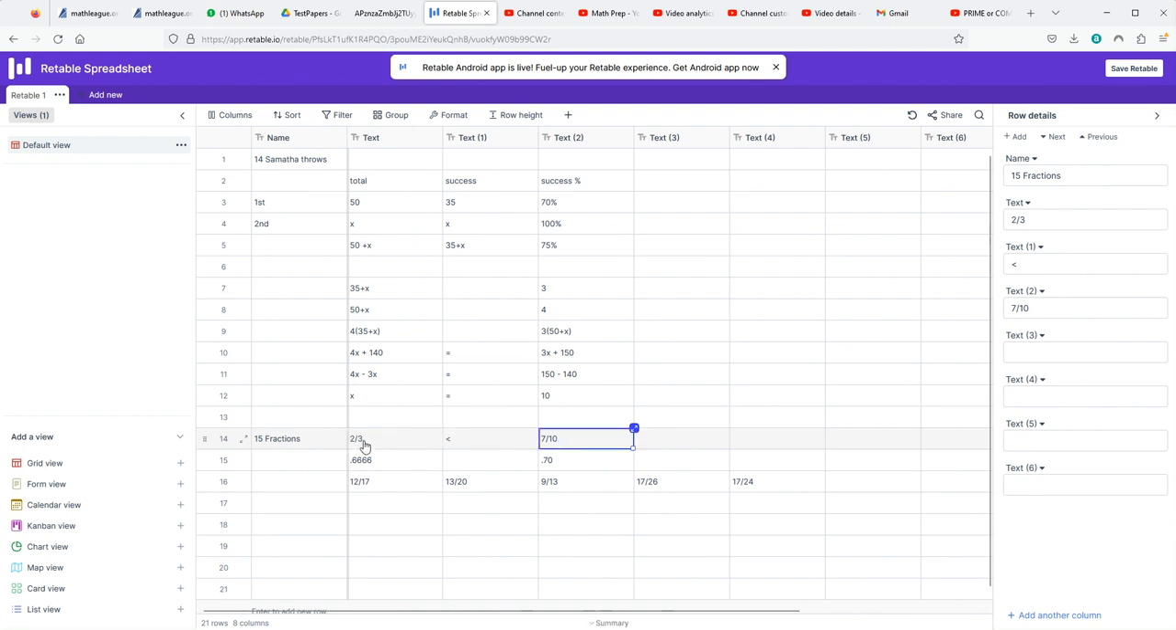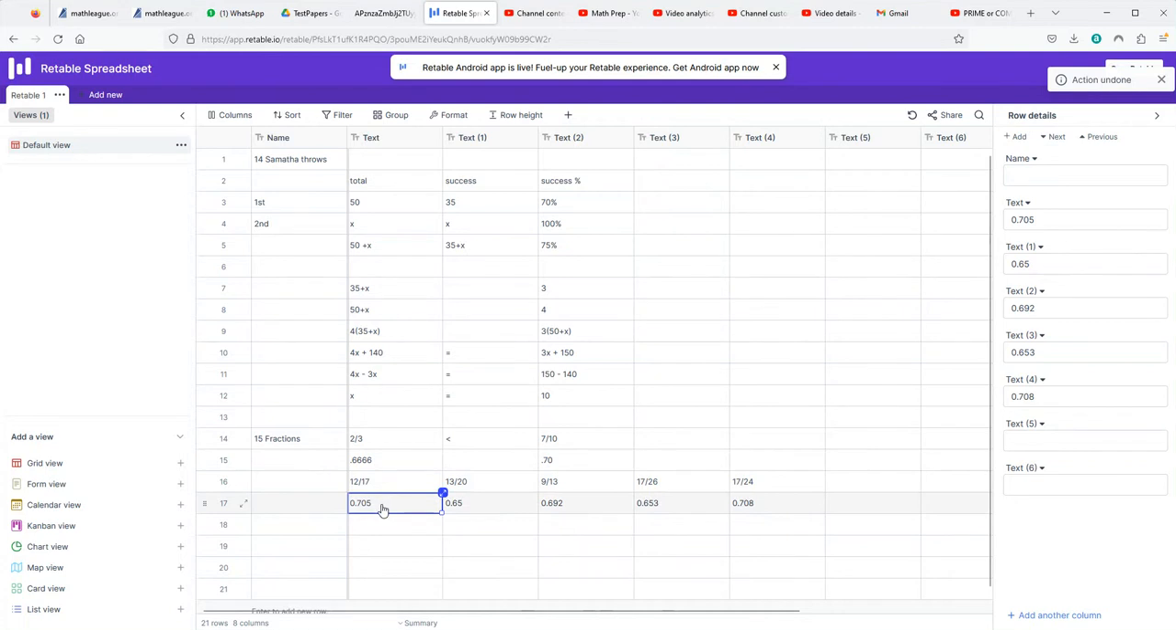7 by 10. If you do 2 by 3, you will get the value 0.6666. And if you divide 7 by 10, you get the value of 0.7. And then calculate the decimal value of this fraction. For 12 by 17, it's 0.705. Check where 0.705 lies. 0.705 is actually greater than 7 by 10 because it's greater than 0.7. So this is not our answer. What about 0.65? 0.65 is less than 2 by 3. So this is not our answer either.